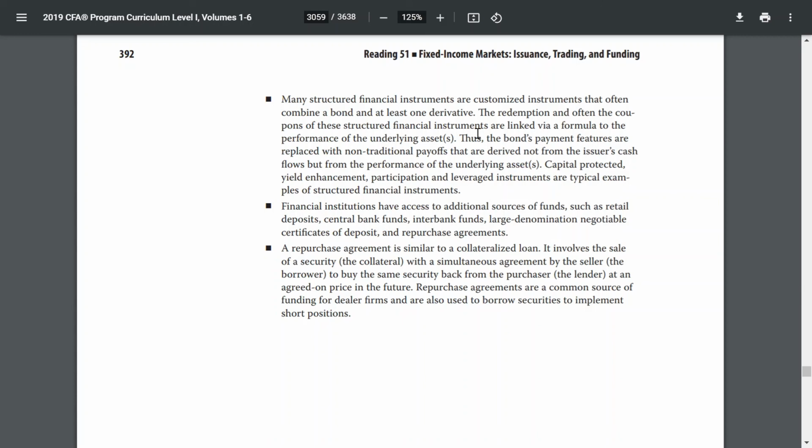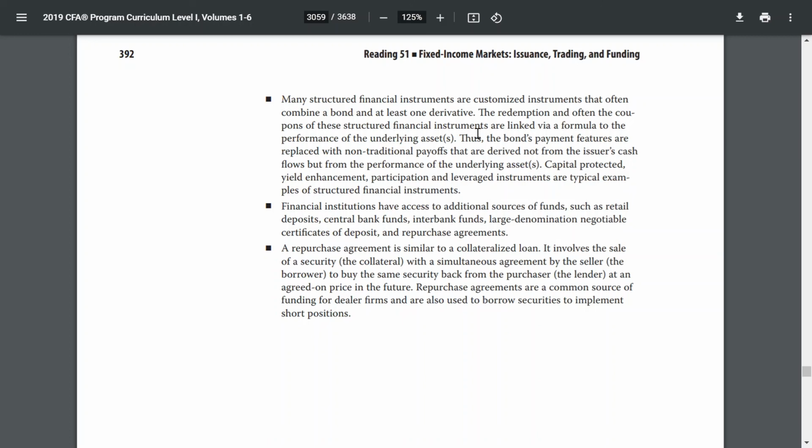The redemption, and often the coupons, of the structured financial instruments are linked through a formula to the performance of the underlying asset or assets. Thus, the bond's payment features are replaced with non-traditional payoffs that are delivered not from the issuer's cash flow, but from the performance of the underlying asset. Capital protected, yield enhancement, participation, and leveraged instruments are typically examples of structured financial instruments.